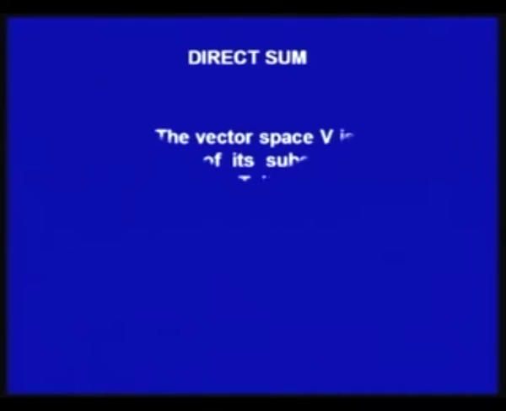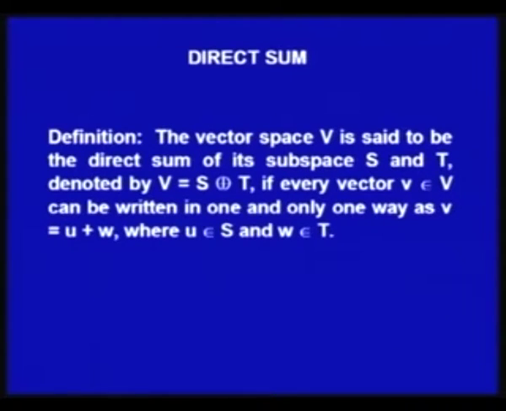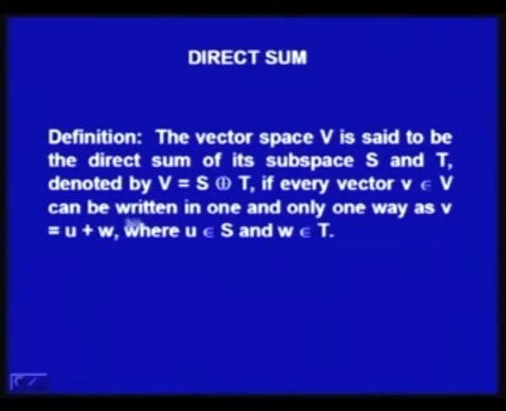Now, we define direct sum. The vector space V is said to be the direct sum of its subspaces S and T, and we denote it by V is equal to S ⊕ T. Here we are using a different symbol than plus just to differentiate between the sum and the direct sum. So, V is equal to S ⊕ T if every vector v belonging to V can be written in only one way as v is equal to u plus w, where u belongs to S and w belongs to T.